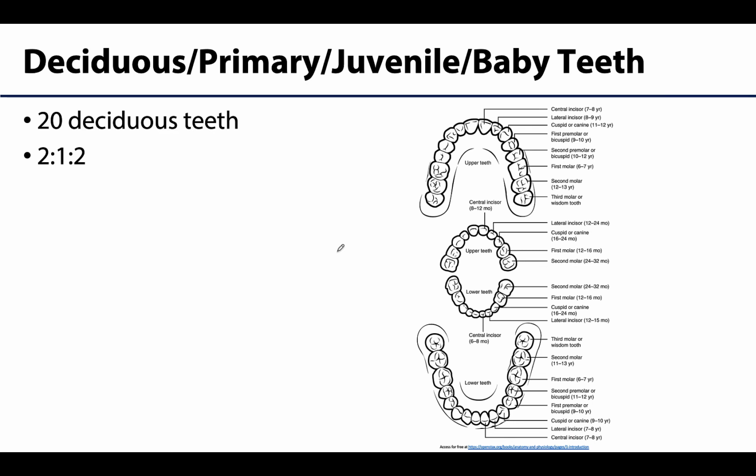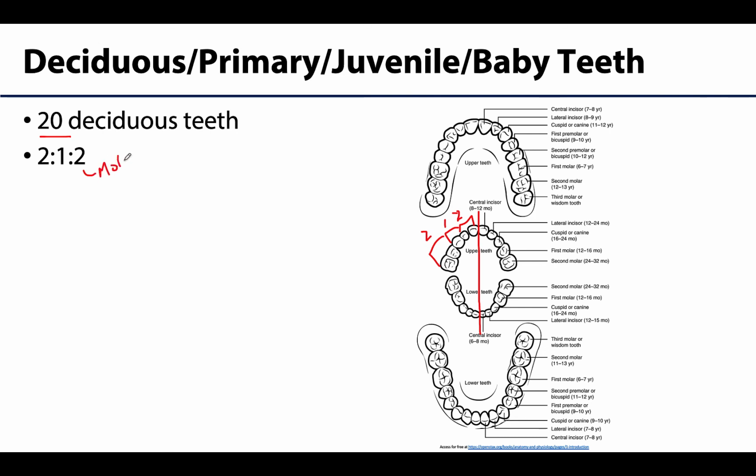When we're talking about deciduous teeth or primary, juvenile, baby teeth, you hear them many different ways. There will be 20 teeth in all. And so once again, here is the quadrants. I'm kind of splitting this up right here. So this is telling me that there are 2 incisors. There is 1 canine. And there are 2, and here is something interesting, 2 molars.